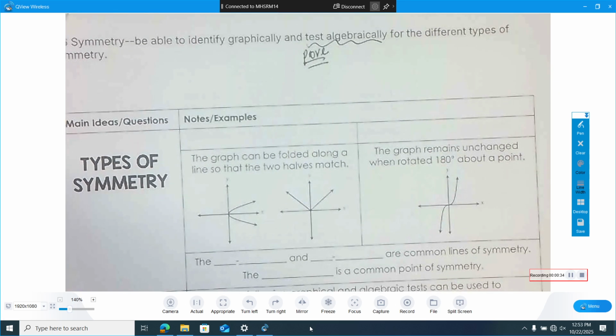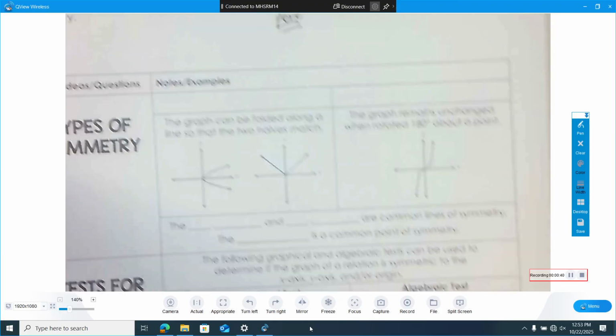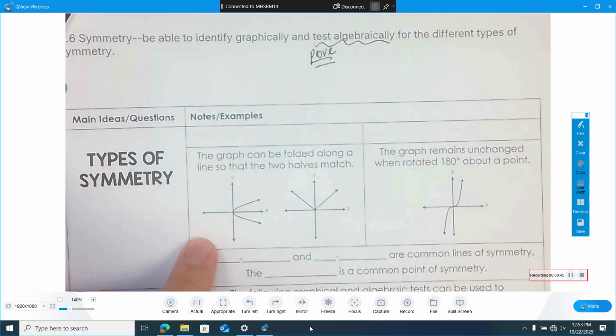So we have a couple of types of symmetry, which we did a lot of in geometry for those of you that had me. Thanks.